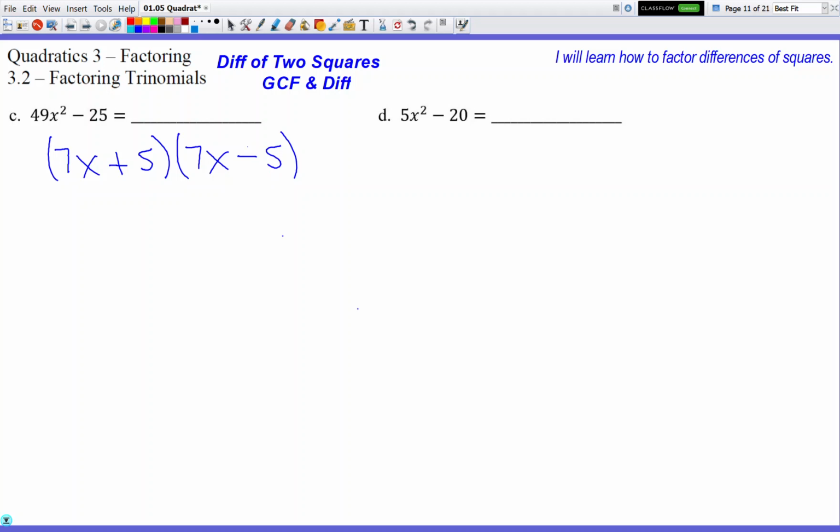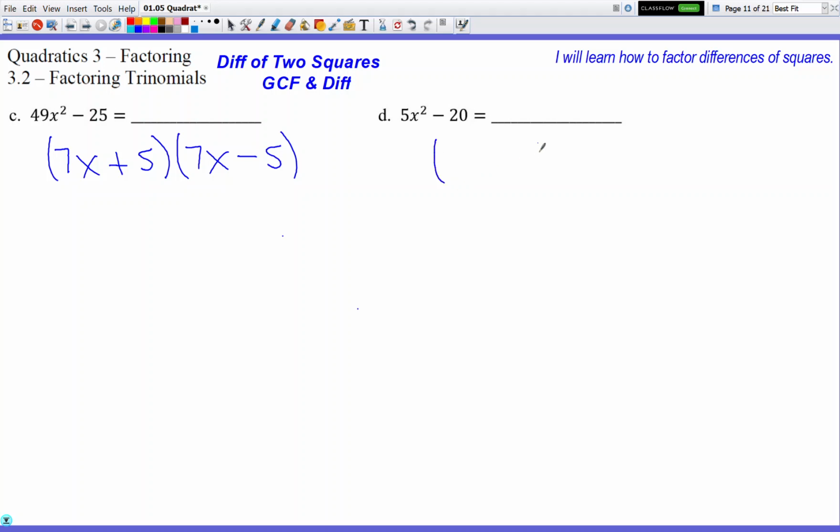And here's where you say, ooh, 20 is not a perfect square. 5 is also not a perfect square. But then you take a little look at the hint up top. It says difference of two squares, right? That's the theme of this particular problem, because we're going to practice that technique in this set of problems. But we're going to do GCF first, then difference second. So what number goes into both 5x squared and negative 20?